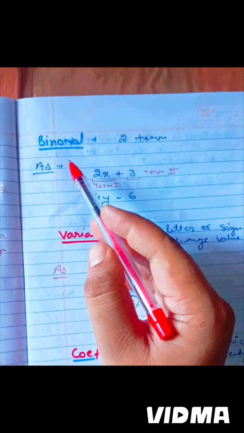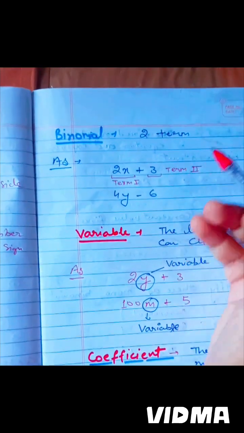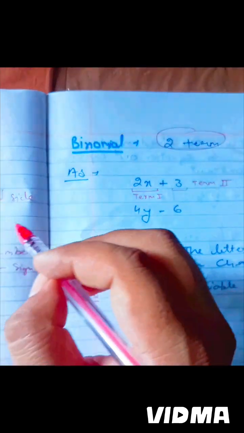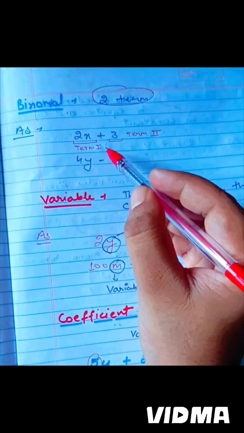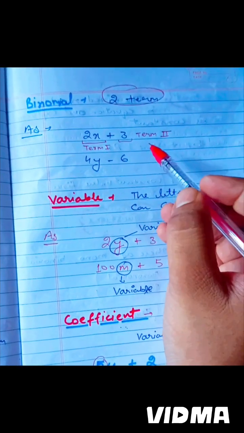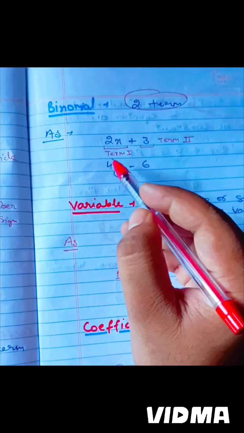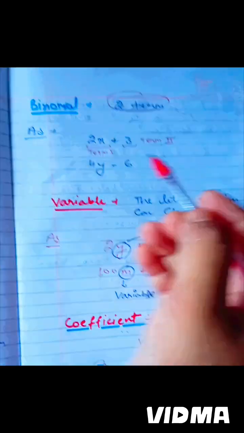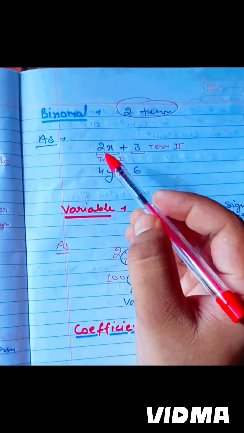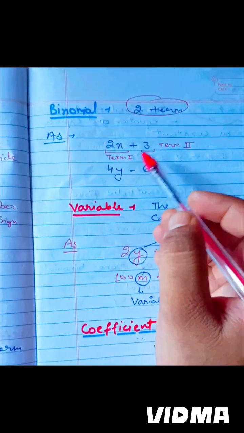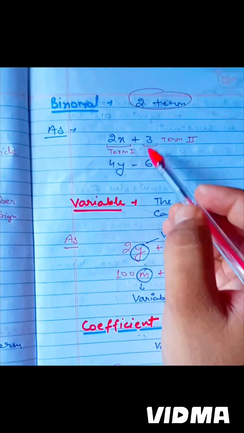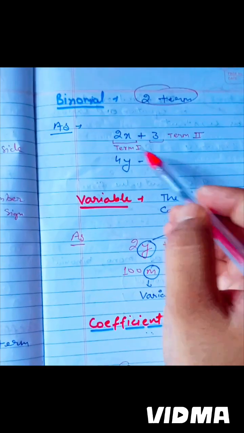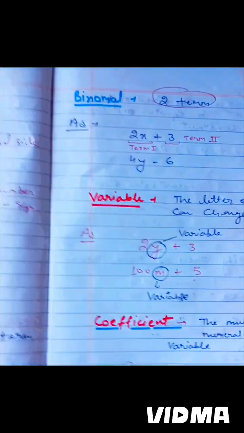Second one is binomial. Binomial means it consists of two terms. As we have an equation 2x plus 3. You see that is term 1, that is term 2. It means if we have two terms separated by any sign like plus or minus, then that is considered a binomial.